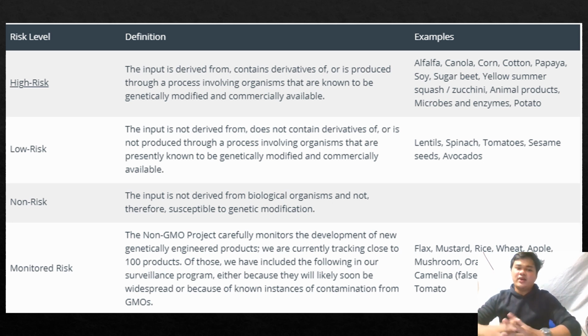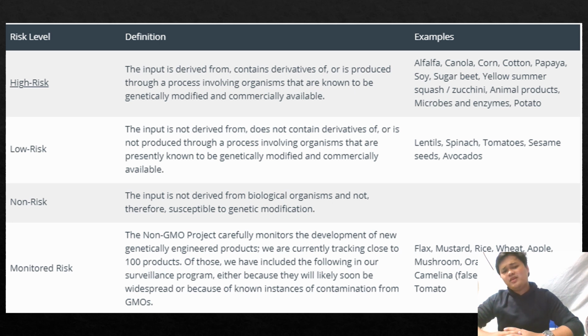There is a risk level in non-GMO: high risk, low risk, non-risk, and monitored risk. High risk is the most extreme of all, where the input is derived from, contains derivatives of, or is produced through a process involving organisms that are known to be genetically modified and commercially available. Examples of this are canola, corn, sugar beet, animal products, microbeads, and enzymes.